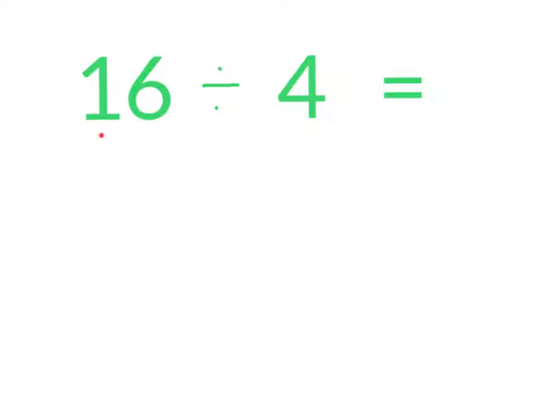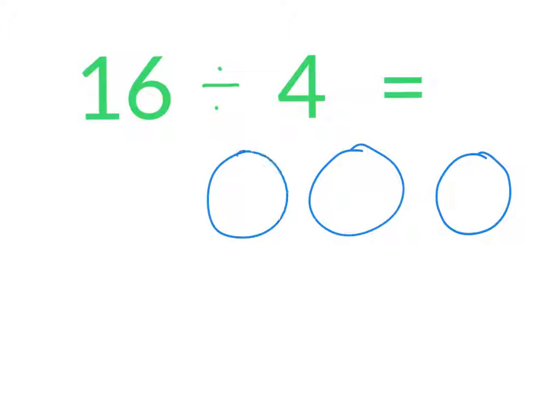The equation says 16 divided by 4. So it tells me I've got 16 of something. It might be Nana gives the family $16 to share between the 4 children. So how much money are they going to get each? So I've got to put my equal sets. I'm going to do 1, 2, 3, 4.